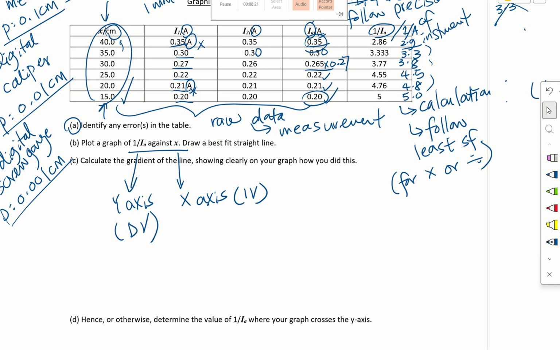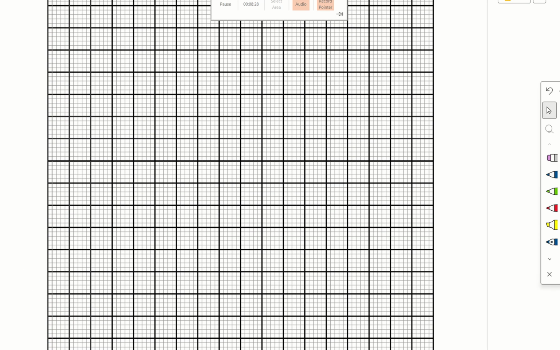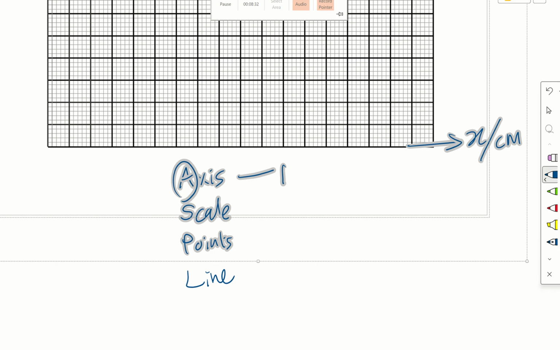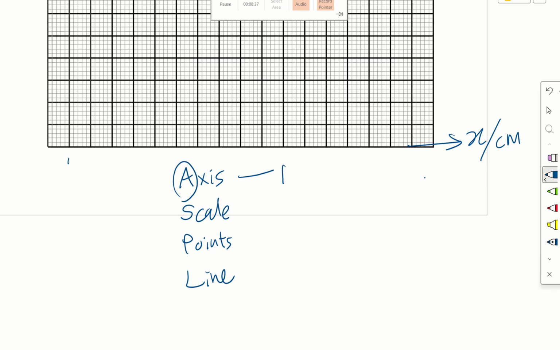Okay, so the minimum value for X is 15, maximum is 40. And remember, you do not need to start from 0 unless the question says so. So I need to see how many squares I have in the X direction. Okay, it's 1, 2, 3, 4, 5, 6, 7, 8, 9. So 9 squares, and I need to cover more than 50% in the X direction. That means I need to, like the previous video, cover at least 5 squares.